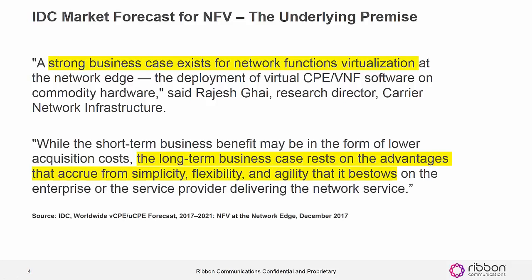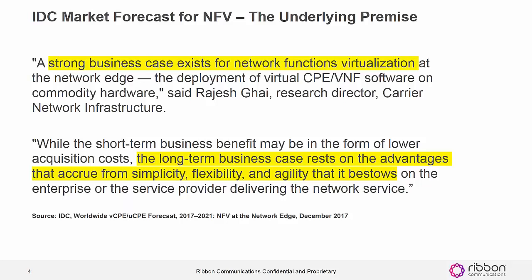where he says, while there's short-term business benefits in the form of lower acquisition costs, the long-term business case truly rests on the advantages that accrue from simplicity, flexibility, and agility for being able to deploy a service or network service. In this case, as we'll come back to, that network service is a session border controller function.